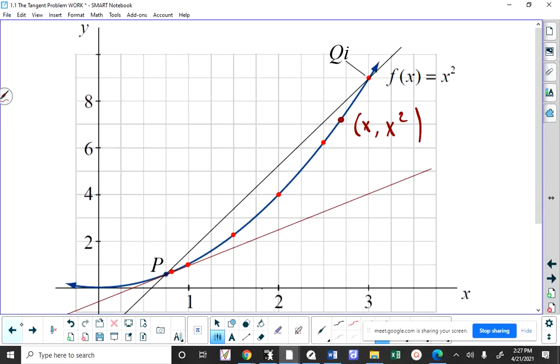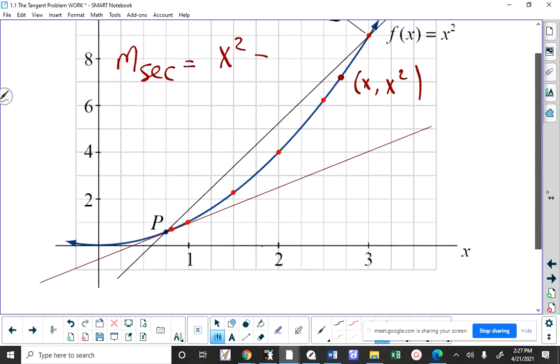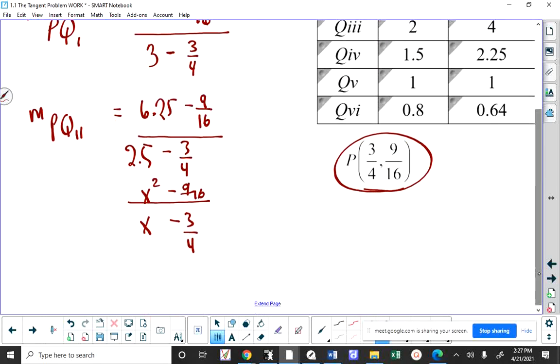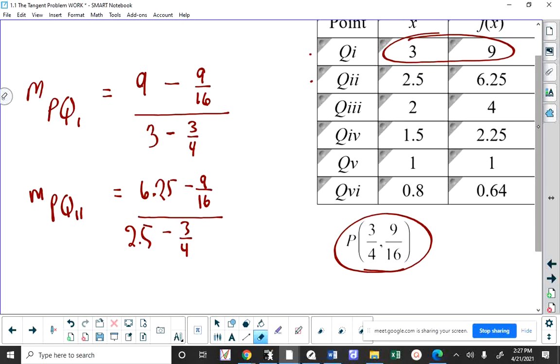Well, that means that your secant slope is always going to be x squared minus 9/16 over x minus 3/4. I realize, and I know from experience, that's going to confuse some of you. And for that reason, if you want to find these secant slopes, you can ignore everything I said here and just go ahead and calculate all of them in the same way.